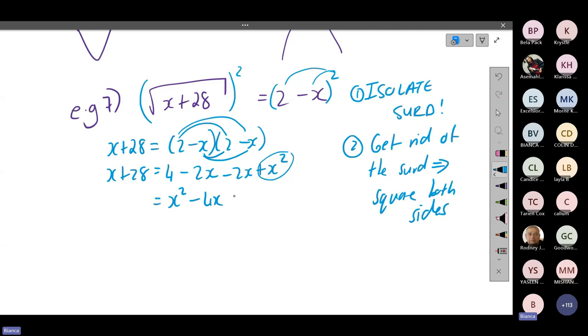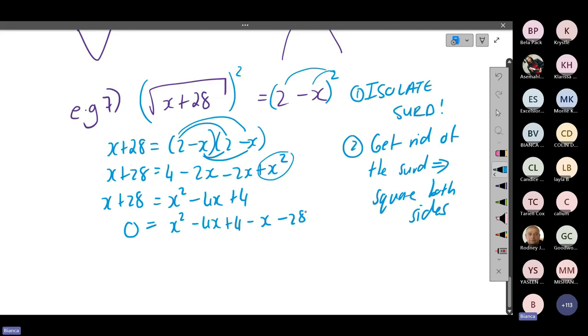I'm actually just going to simplify this a bit. Plus 4, and now I'm going to work this out. Okay, so we have here x squared minus 4x, sorry, plus 4. Negative x, negative 28. In standard form, this will be x squared. Minus 4 minus 1 is minus 5x. See, this is a bit delayed. Okay. And then positive 4 minus 28 is minus 24. What's next? It's in standard form. It's in descending powers of x.